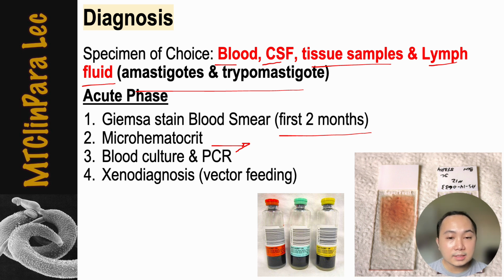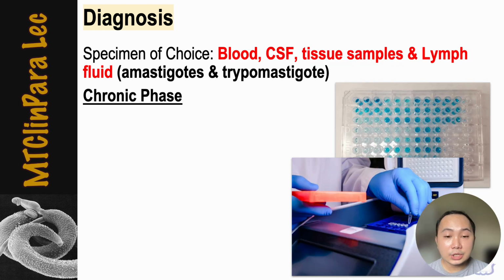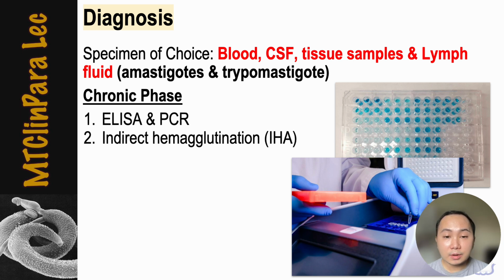Xenodiagnosis is helpful in epidemiological studies where we let a vector, usually a reduviid bug, feed on the suspected infected person. If the reduviid bug acquired the trypomastigote, these bugs, after being killed and their fluid checked under the microscope, let us identify that the patient is indeed infected with the disease. For the chronic stage, we use serological and immunological testing such as ELISA and PCR, indirect hemagglutination tests, and indirect immunofluorescence tests.